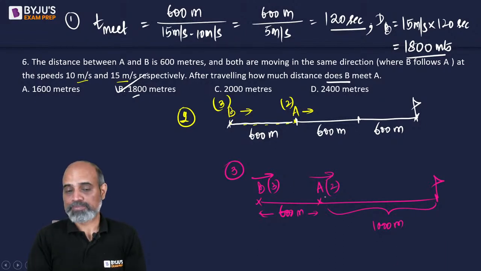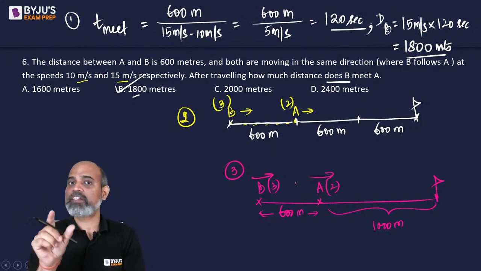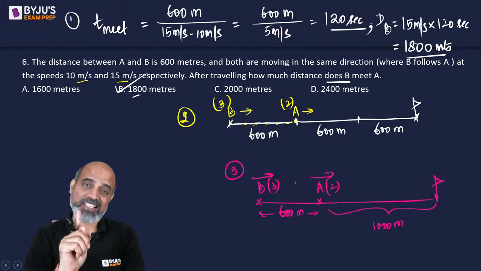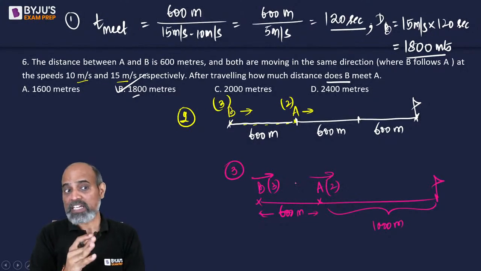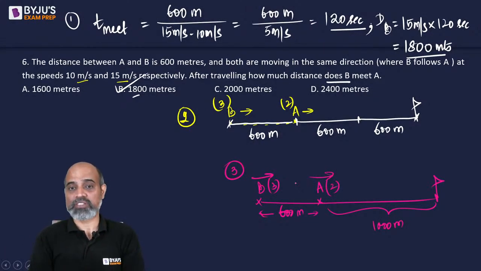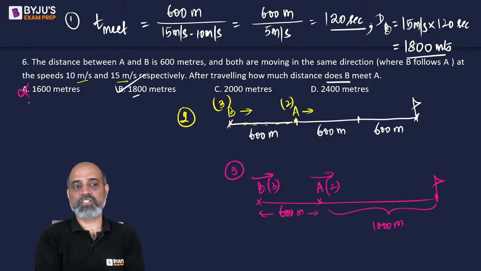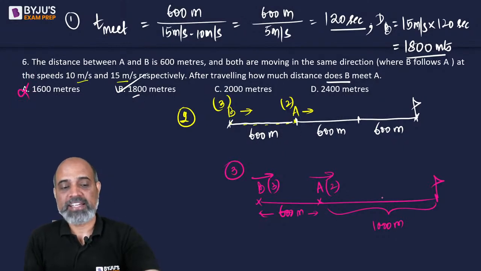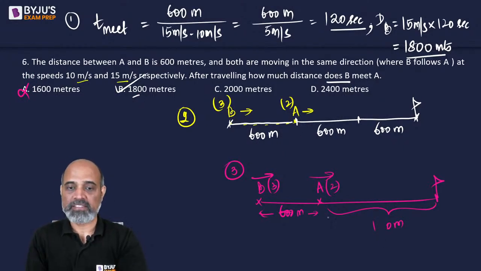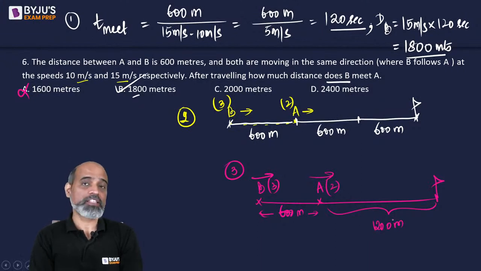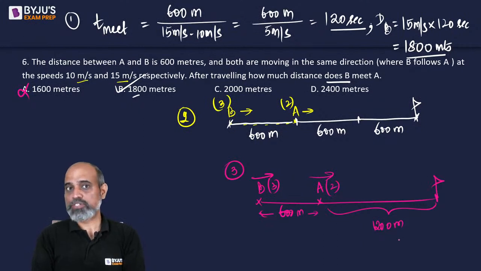Now the ratio. B and A, their speed ratio is 3 and 2. So their distance ratio should also be 3 and 2. So B covers 1600, A covers 1000. Is it in the ratio 3:2? No. So A is not the answer. If B covers 1800 meters, that means 600 is this component, so 1200 is the leftover on the right hand side. So B covers 1800, A covers 1200. Are these two numbers in the ratio 3:2? It is. So B is the answer.